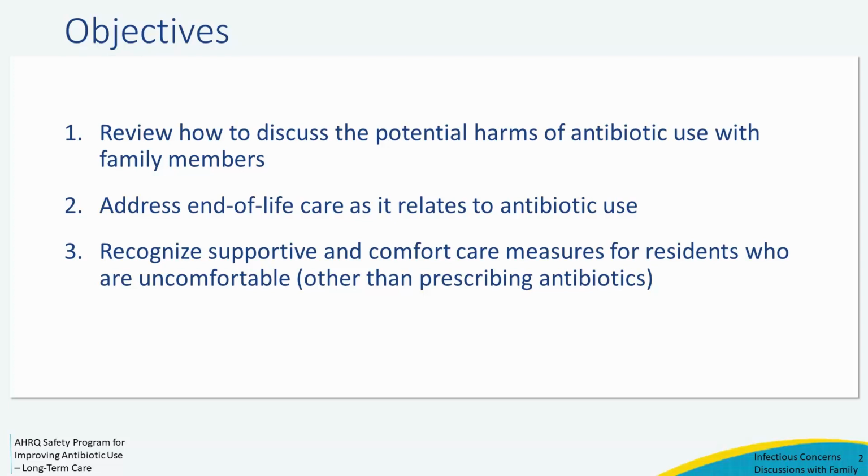We will review strategies to discuss the potential harms of antibiotic use with family members. We will also address end-of-life care as it relates to antibiotic use. Finally, we will discuss approaches to providing supportive and comfort care measures for residents who are uncomfortable, which may not involve antibiotics. We hope to give you some options for a practical dialogue you can use when family members request antibiotics that may not be indicated.